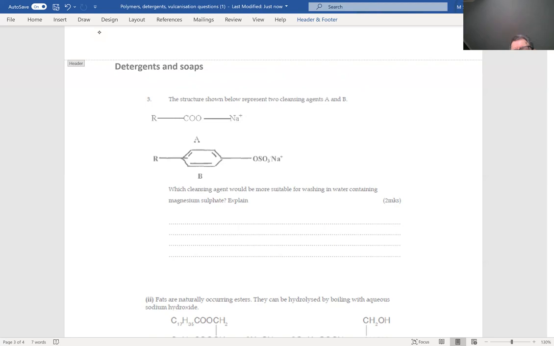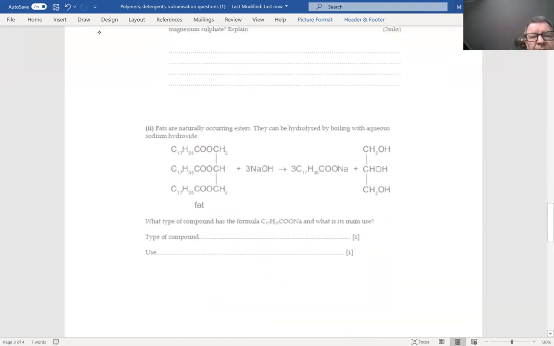Which cleansing agent would be more suitable for washing in water containing magnesium sulfate? Well, any magnesium or calcium ion in water makes the water hard. And what happens is that soaps make a scum with hard water. So not this one. So which cleansing agent would be suitable for washing in water containing this? It's this one here. It's B. And the reason for that is that A is a soap and soaps make scum. B is a detergent and detergents do not. So you don't want to wash all the dirt off your clothes and then have a scum stick to them.